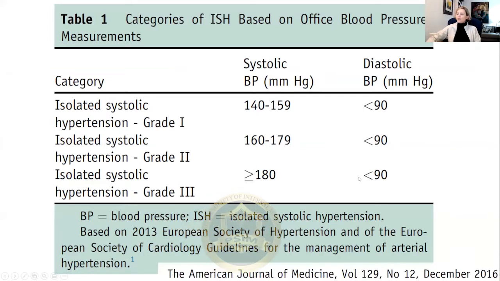Also, what one can do, and this is taken from another paper focusing on isolated systolic hypertension, is also grade it for grade 1, 2, and 3 isolated systolic hypertension, which in fact is the same categories as we see generally for hypertension, 140, 160, greater than 180, but in all instances, diastolic blood pressure remains low.